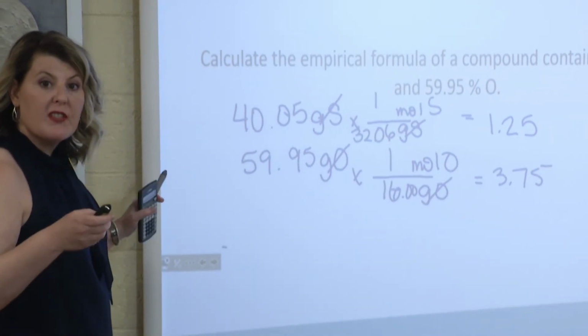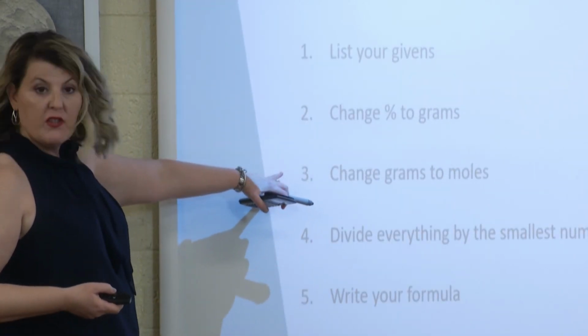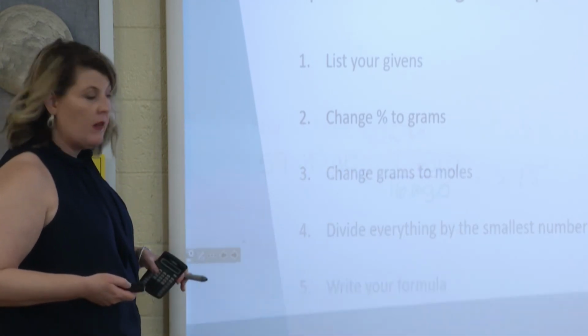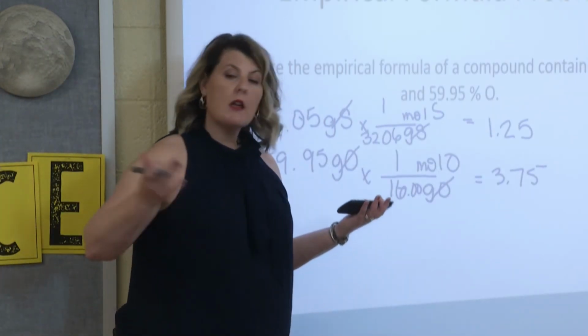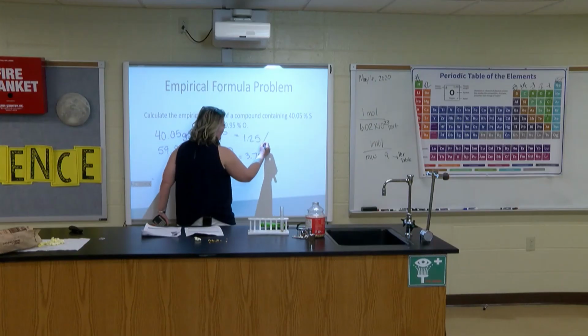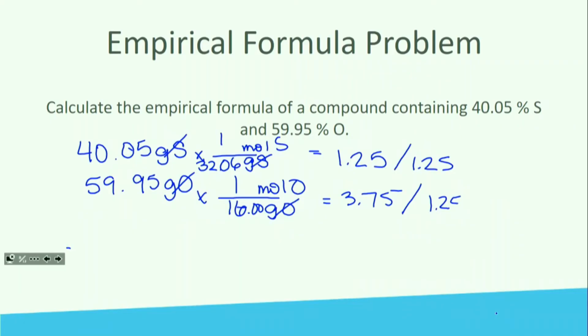Now go back to your steps. What did your steps say to do next? We did change grams to moles. The next thing is divide everything by the smallest number. What's smaller, 1.25 or 3.75? 1.25. So we're going to divide everything by 1.25, and that's going to give me 1 and 3. That gives you the whole number ratio of what these elements are going to combine to form in this compound.